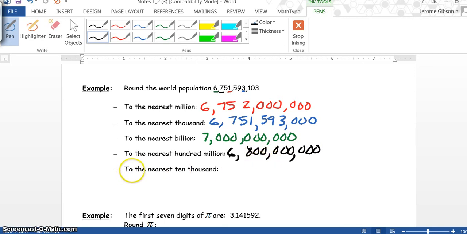Now finally, it says here to the nearest 10,000. So we need to determine the number that's in the 10,000s place. The 9 is in the 10,000s place. So we look to the right of the 9. We have a 3. That's less than 5, so the 9 remains the same. Everything behind it becomes zeros. So it'll be 751,590,000. And that is our final answer.